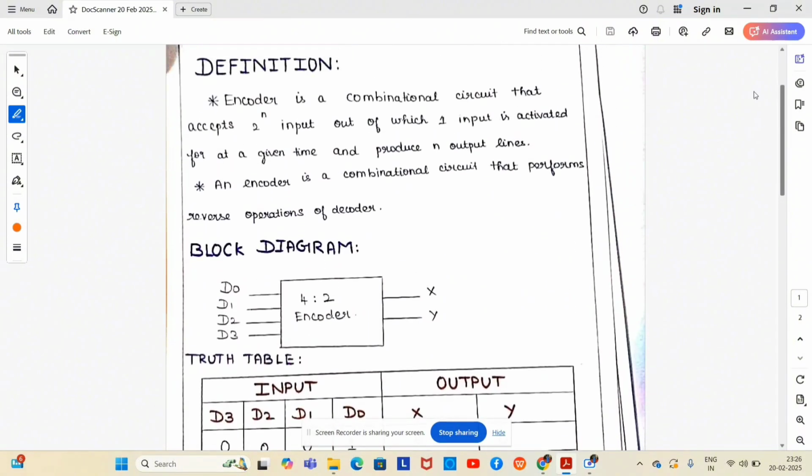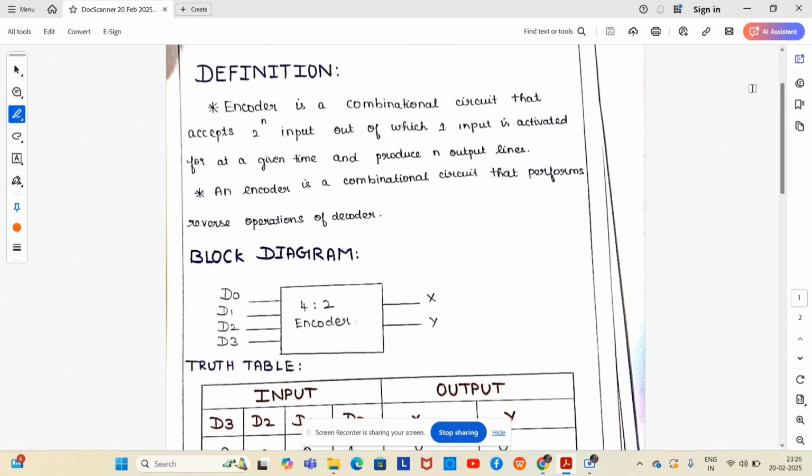So once again, what is meant by encoder? Encoder is a combinational circuit that accepts 2 power n input lines and produces n output lines. That is, it is a combinational circuit which converts 2 power n inputs to n outputs. So where do we use encoder in digital electronic applications? Such as data transmission, controlling, automation, communication, and signal processing, etc.